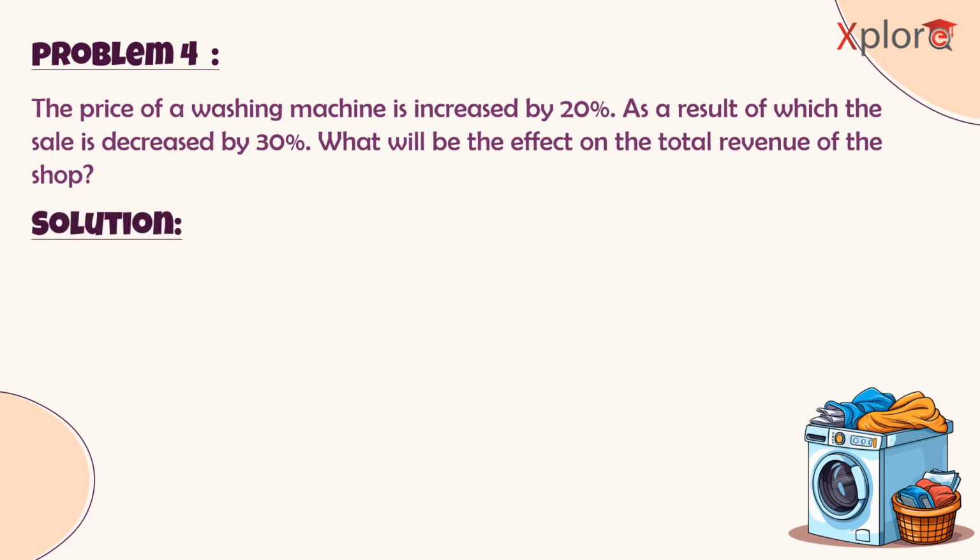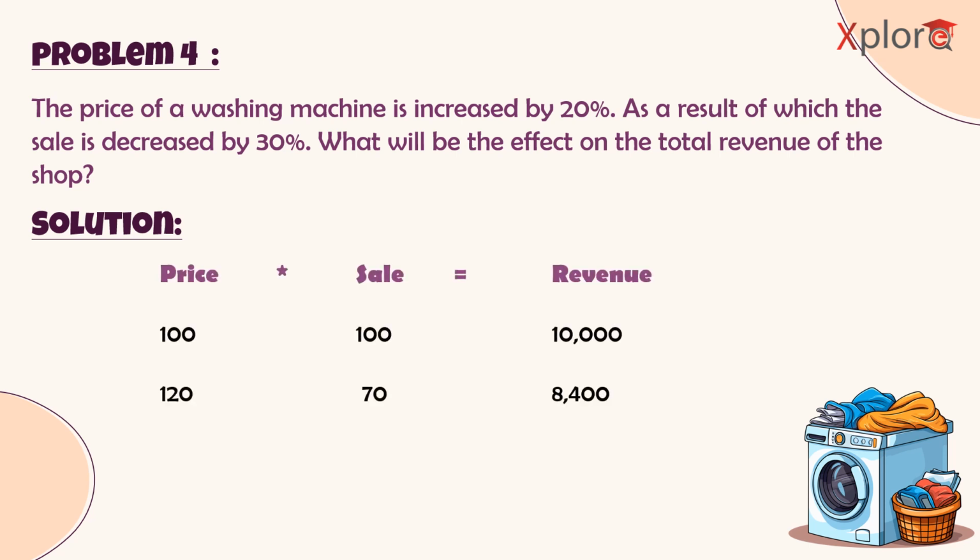Now let's see the solution. So let's consider price into sale is equal to revenue, because the number of sales and the price of each sale will be nothing but revenue. So initially let's consider the price to be 100 and also let's consider that 100 sales are done. So 100 into 100, 10,000 is the company's revenue.